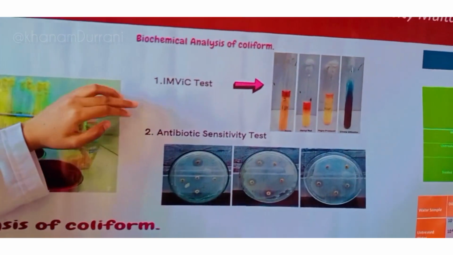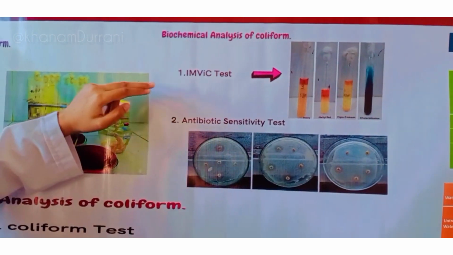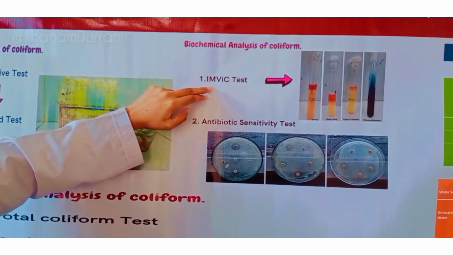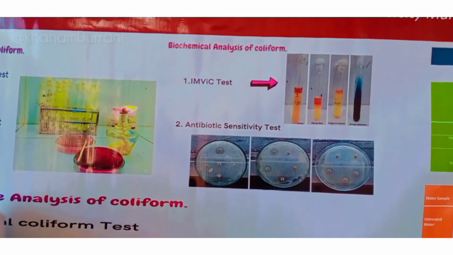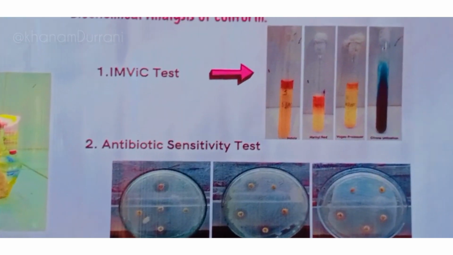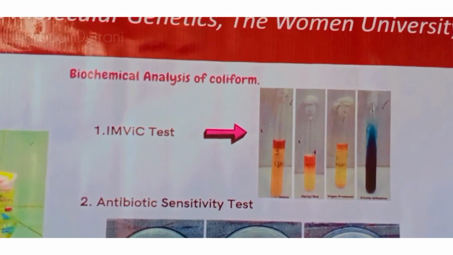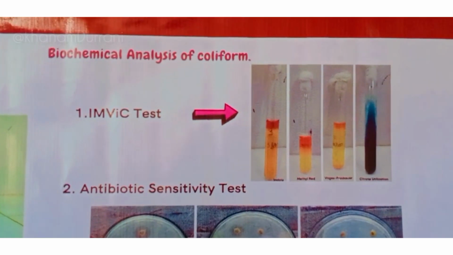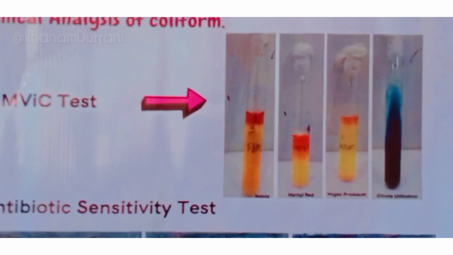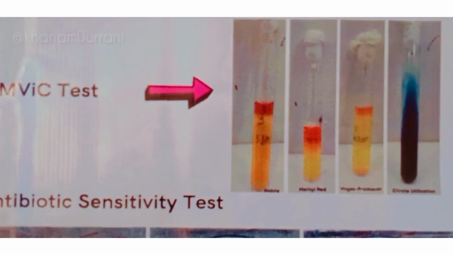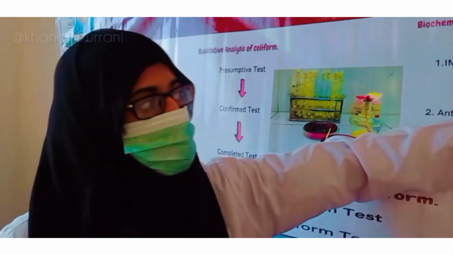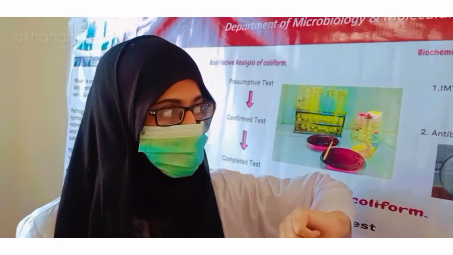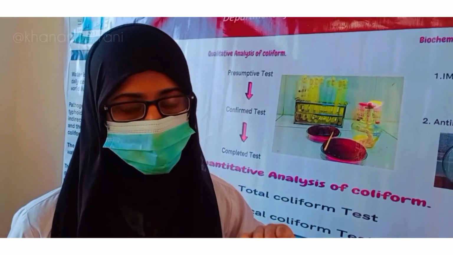The IMViC test is a combination of 4 tests. It involves the indole test, methyl red, Voges-Proskauer, and citrate utilization test. For the different tests, we have used different culture media. For the indole test, we have used SIM agar. For methyl red, we use methyl red agar, and Voges-Proskauer also involves the same methyl red agar, while for the citrate utilization test, we have used citrate.